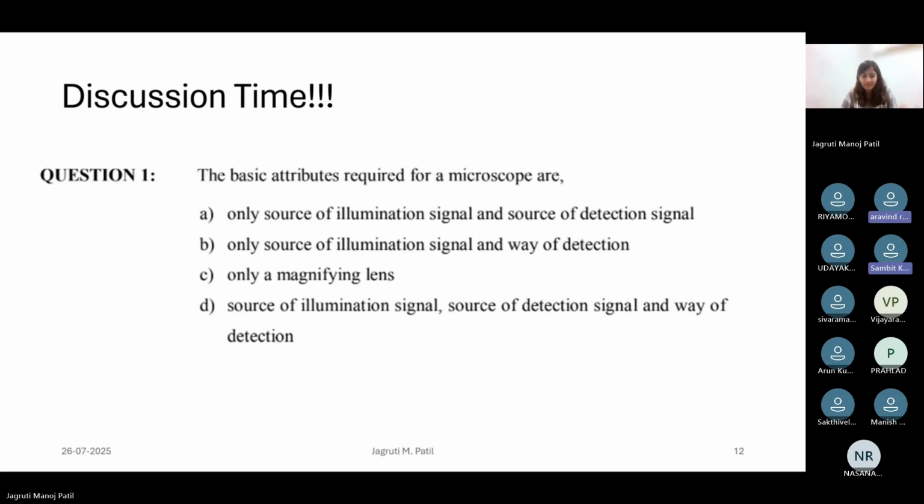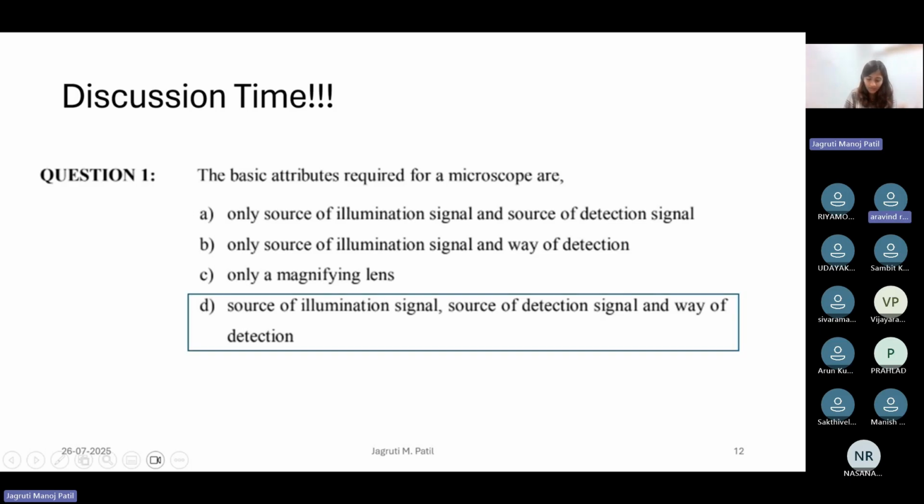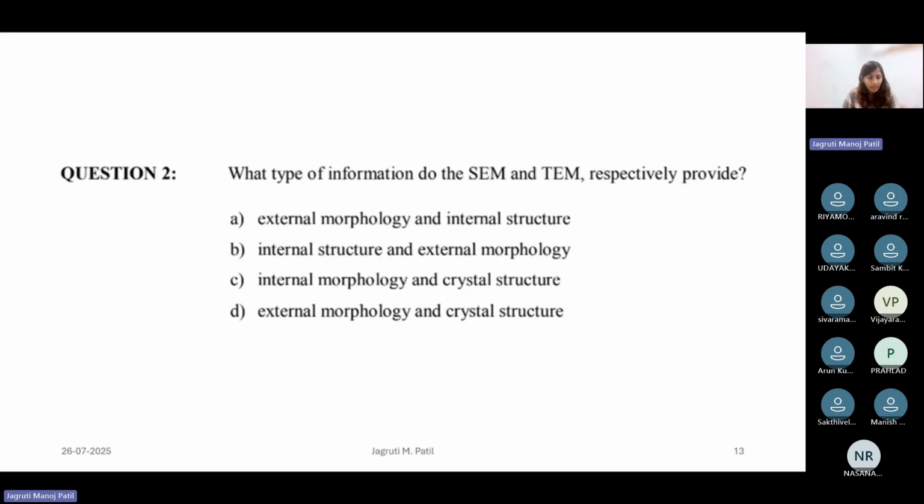The fourth one, ma'am, right? Yeah, the fourth one. So you need a source of signal, you need a detection, and you need a way of detection that we just saw. Okay. Next, what type of information do we get from SEM and TEM?